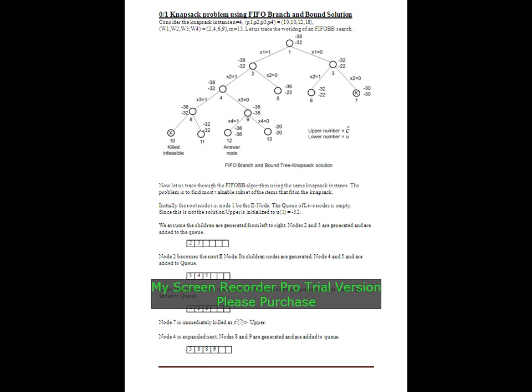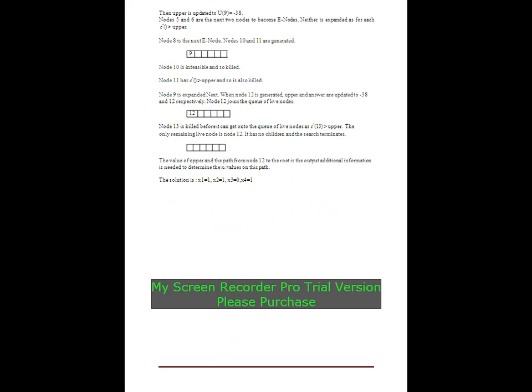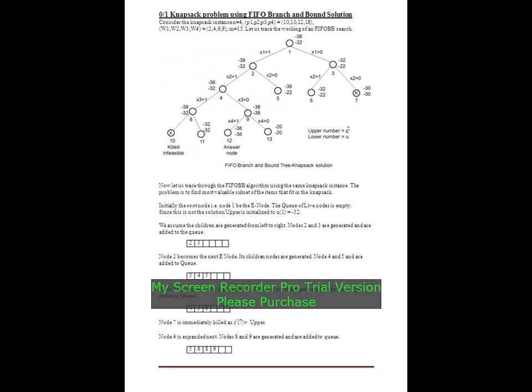Then you can check whether there is any expansion of 5 and 6. So the upper bound is updated, that is, u of 9 is equal to minus 38. Node 5 and 6 are the next two nodes to become E-nodes, but neither one is expanded because both 5 and 6 have values greater than the upper bound value. So node 8 is the next E-node. Here the already removed elements are 5 and 6, eliminated.